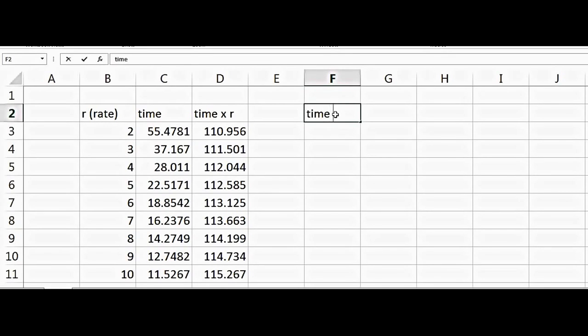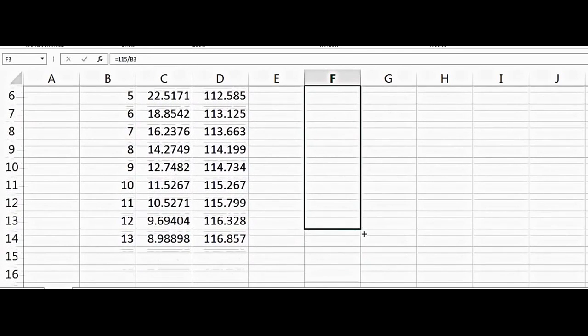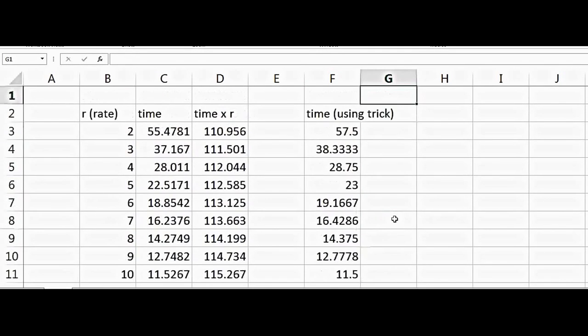So let's see what the time should be if we use the trick. The time using the trick would be like this. We have 115 divided by rate, so that's 57.5 years. If you keep extending it, it's like this. If you compare anything, like for 6 years it says 18.85 years, but our trick says 19.16 years. So it is a good approximation. It is very close, it's 11.52 and this is 11.5.